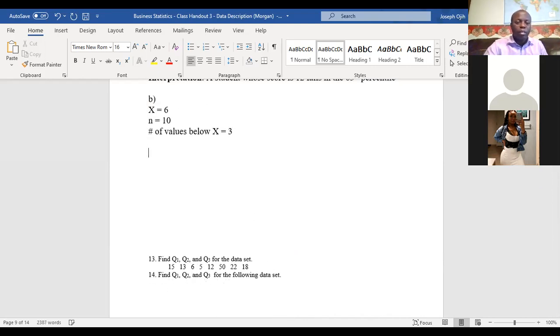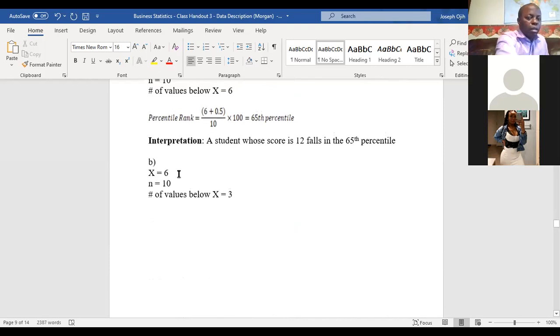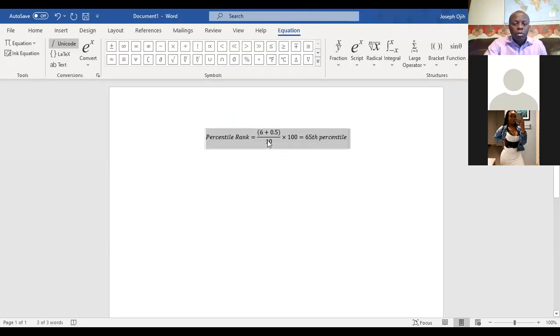So that means percentile rank. Okay, now I'm just going to change the X to 6. But now we have 3 of them that are below 6. So we have that in mind. Let me write it down. 3 plus 0.5 over 10 times 100. So I'm taking you back to the workbook. So this 3 represents the number of scores below 6, 3, over 10 times 100.